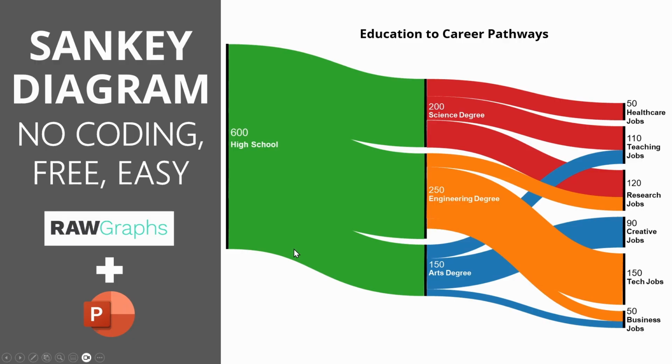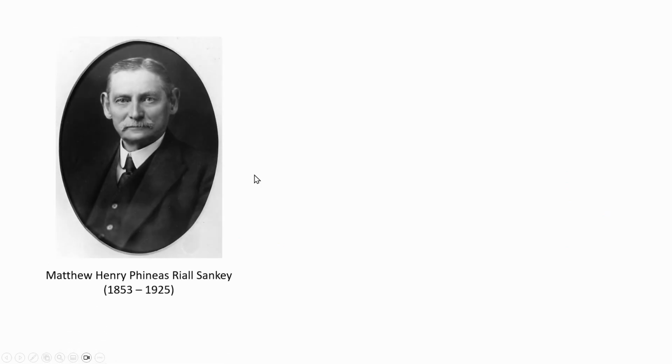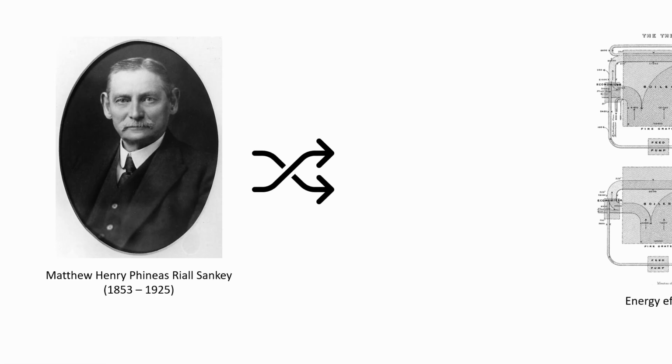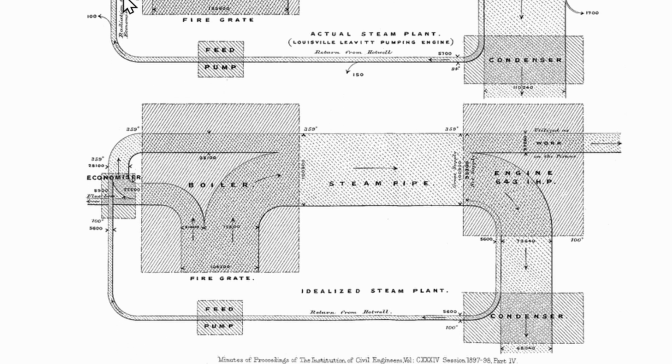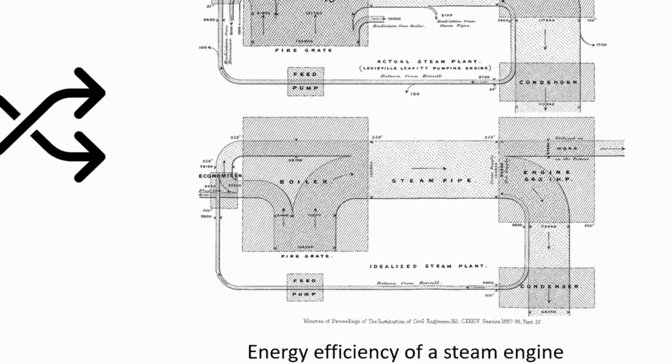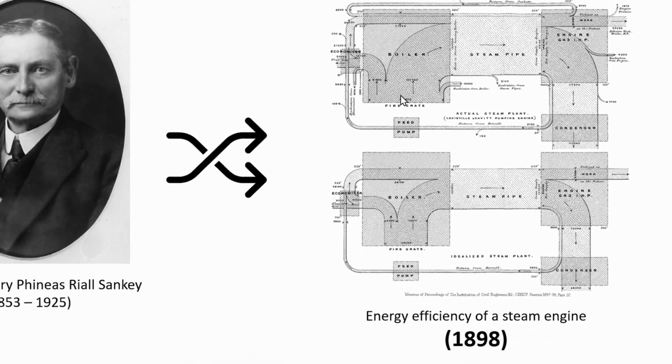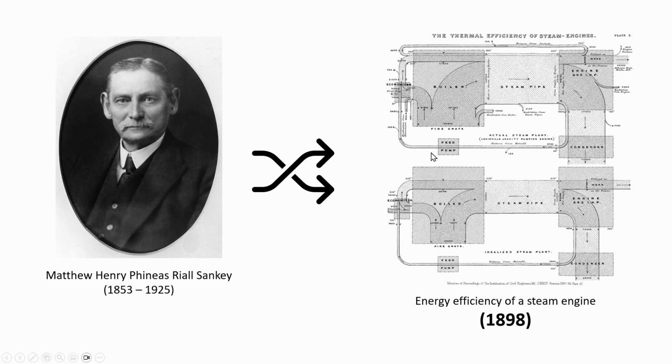First, a quick history detour. The Sankey diagram originates from Captain Matthew Henry Phineas Riall Sankey, an Irish engineer who first used it in 1898 to visualize the energy efficiency of a steam engine. In his famous diagram published in a civil engineering journal, Sankey illustrated the flow of energy with the width of arrows representing the amount of energy transferred or lost in the process. This innovative visualization highlighted inefficiencies in the engine, thus making complex data easy to understand.